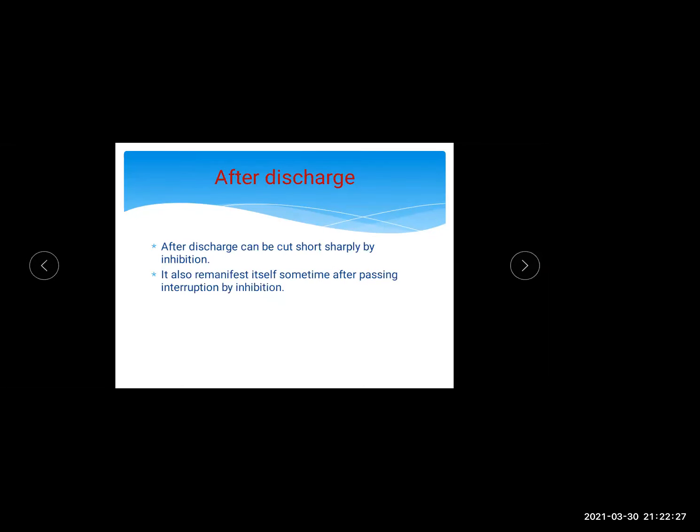So if after discharge continues, then what mechanism should be there? There is a mechanism of inhibition which will stop the after discharge. If after discharge continues, then there will be more generation of action potentials, and there will be more increase in action potentials. Due to that, there will be many abnormalities in neurons, like epilepsy. Those attacks happen because of overexcitation of neurons. So there is a process of inhibition to stop after discharge. After some time, if the inhibition process is stopped, then again after discharge will manifest, and it is one kind of property of reflex.